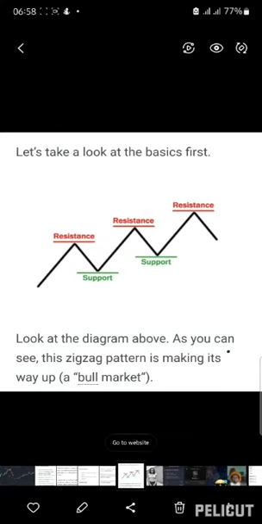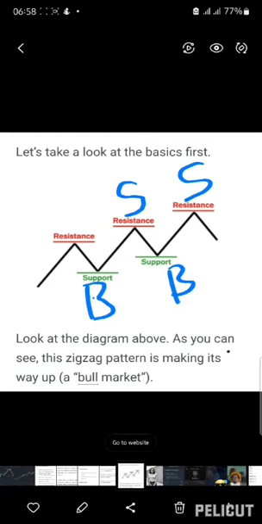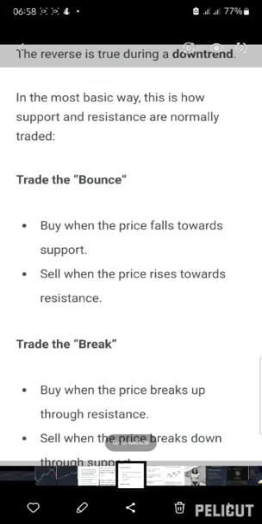So let me start from the beginning. You buy at this level, sell at this level, buy here, sell here, buy here. That's the meaning of trading the bounce. These are bounces in the market. You understand? That's the meaning of what I tried to say to you here. To trade the bounce, you sell when the price rises towards the resistance level. That's what I just showed you there.